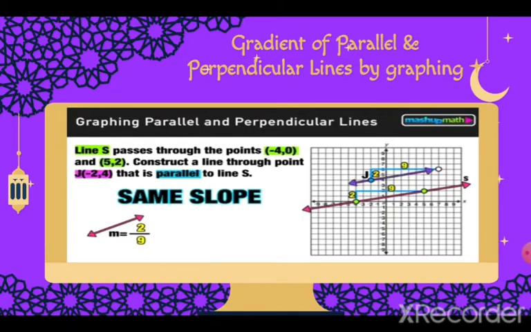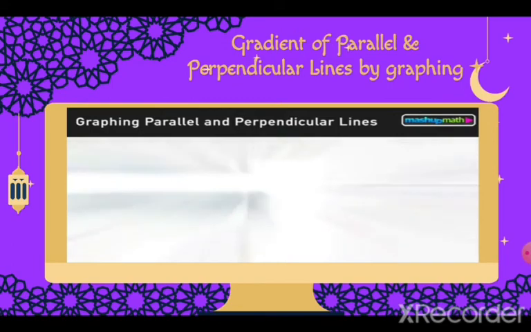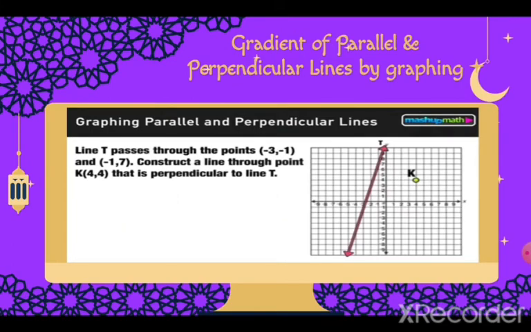And finally, all we need to do is construct a new line through those 2 points that is parallel to line S with a slope of 2/9. Okay, let's look at a different example now.